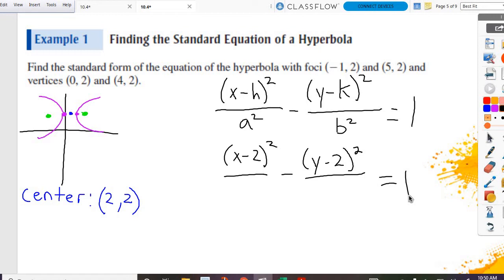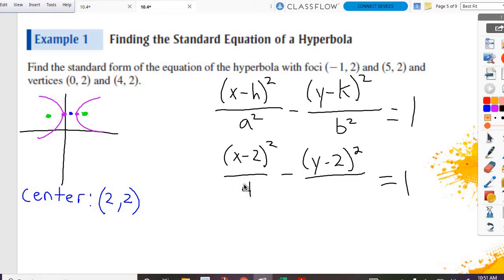A and B. Do we know A or B? We know A. Yeah. Or we can find A. Yes, so A is our distance from the vertex to the center. So if my center is at 2, 2, and my vertex is at 0, 2, what is my A value? 2. So 2 squared gives us 4.